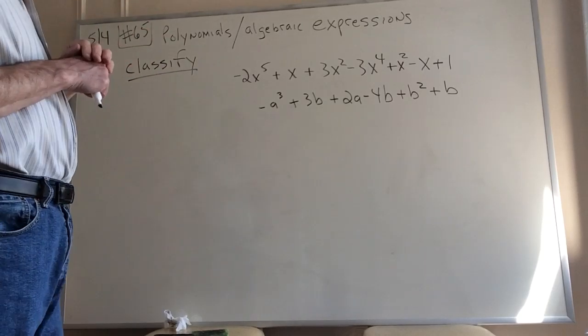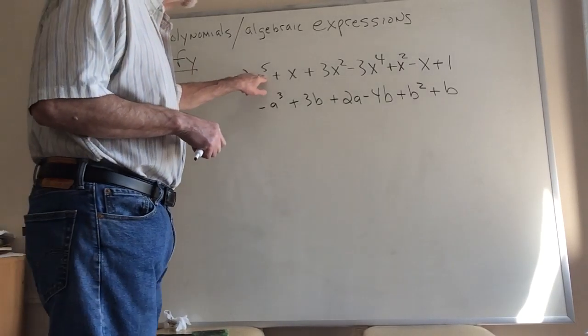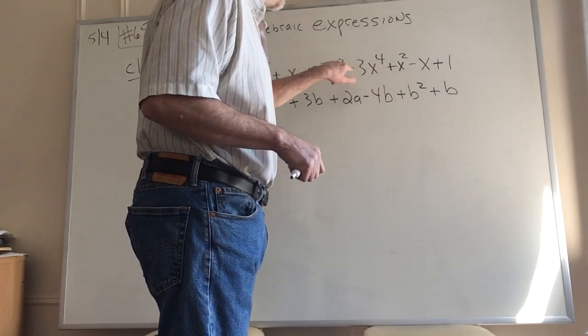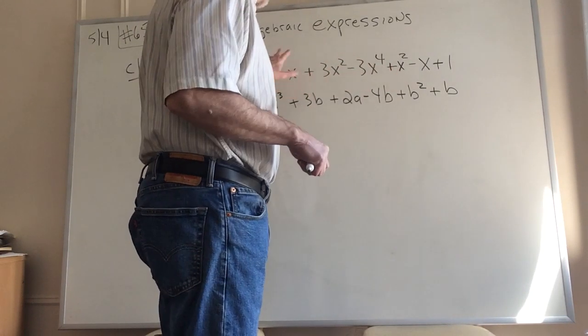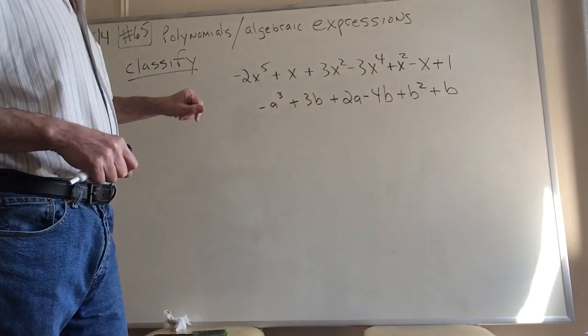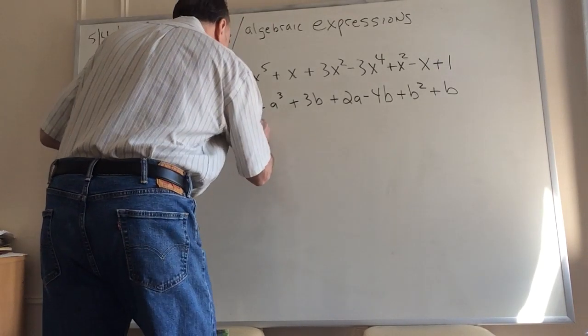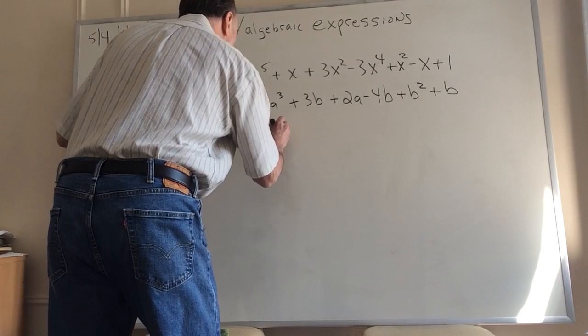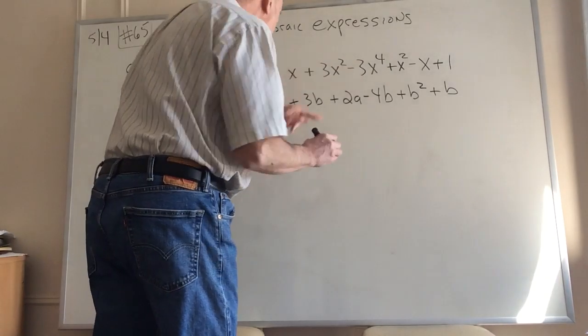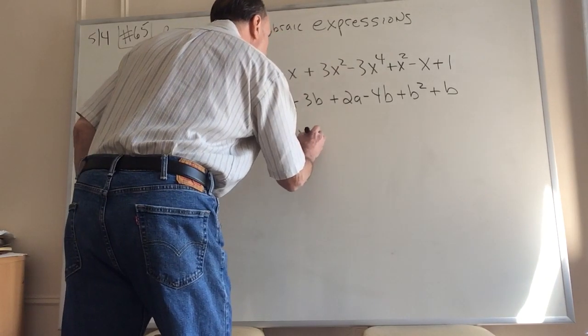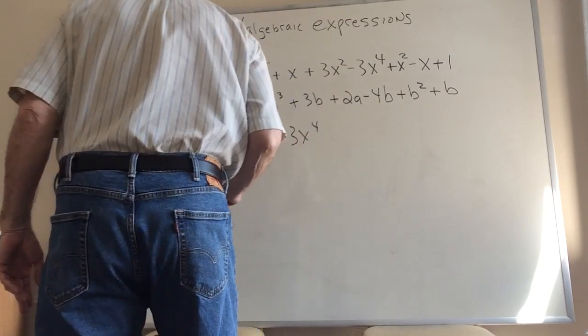Are there any like terms here? Let's see. Well, there are no 5s. There are no 4s. I don't see any 3 powers. So there we go, without any hesitation, I can rewrite this, and I'm going to put this one here. And if we were in class, I'd probably walk away and ask somebody why.